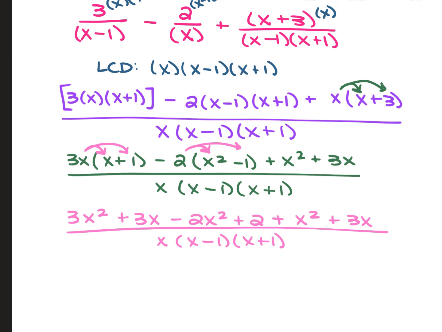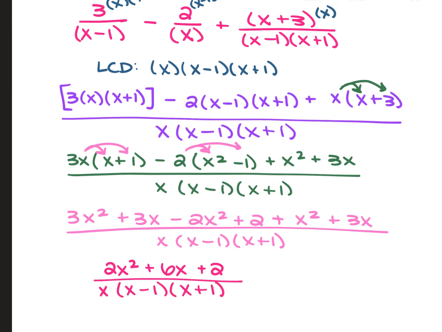From here, simplify your numerator, combine like terms. So you have 3x squared minus 2x squared, which is x squared, plus x squared gives you 2x squared. Then you have 3x and 3x, which is 6x. And lastly, the positive 2 drops down. And this is all over x times x minus 1 times x plus 1.